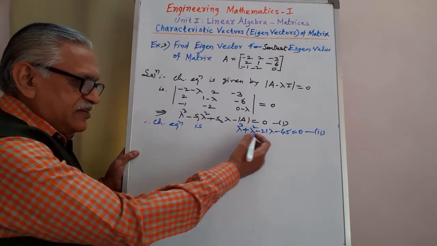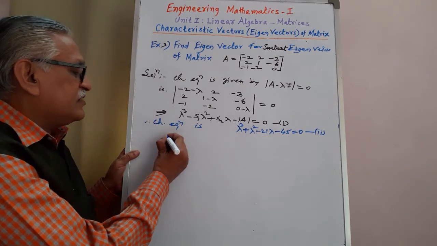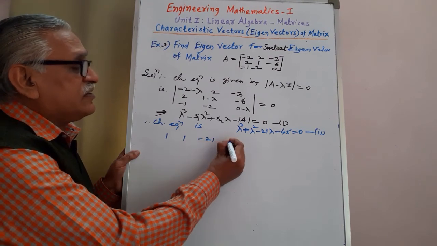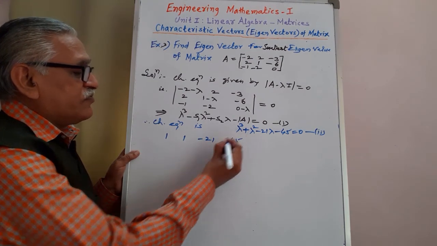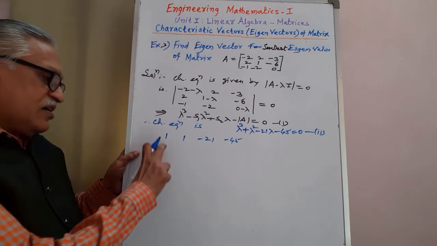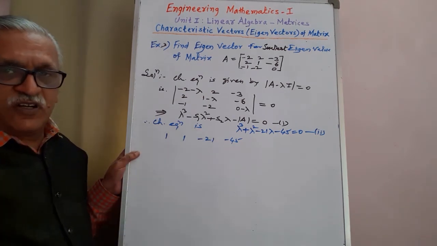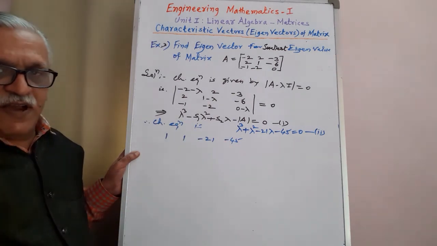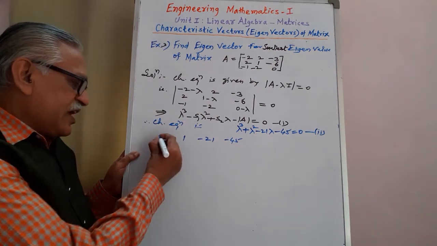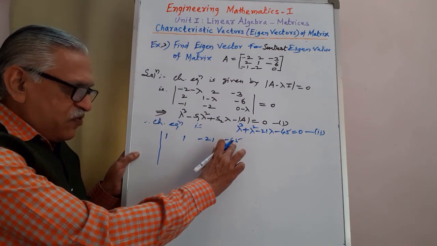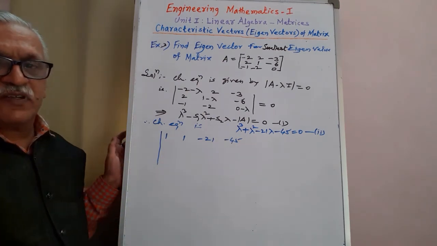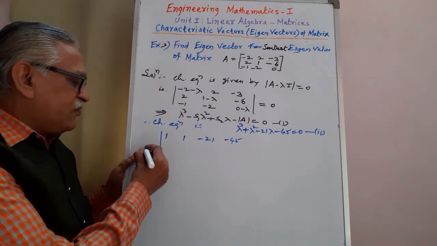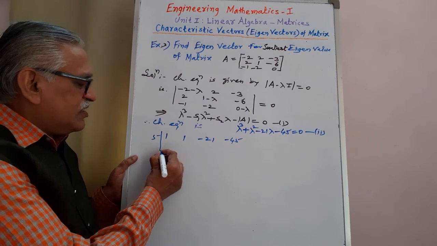solving it by synthetic division technique, it is 1, 1, minus 21, minus 45. Sum is not equals to 0, therefore 1 is not the root. Alternate sum is also not equal, therefore minus 1 is also not the root. Then we go for the factors of 45. 5 is a factor of this, therefore we go for 5. We check it.